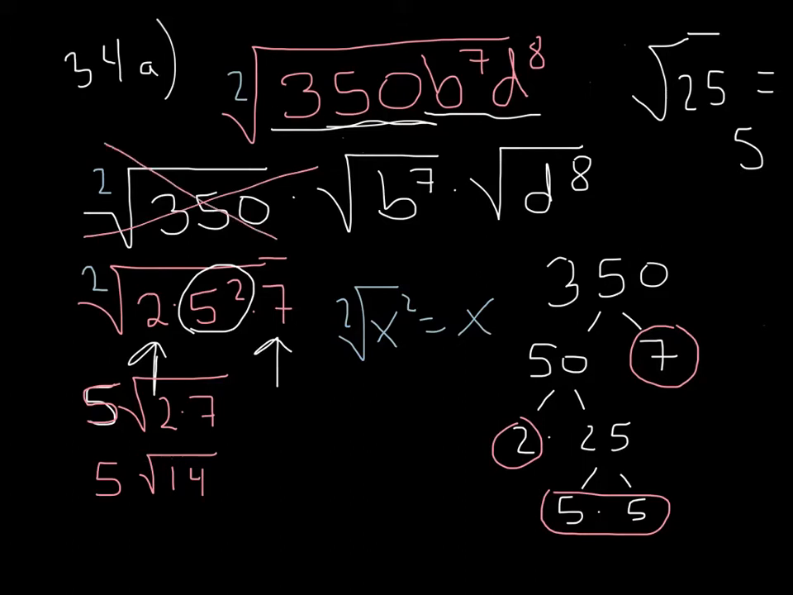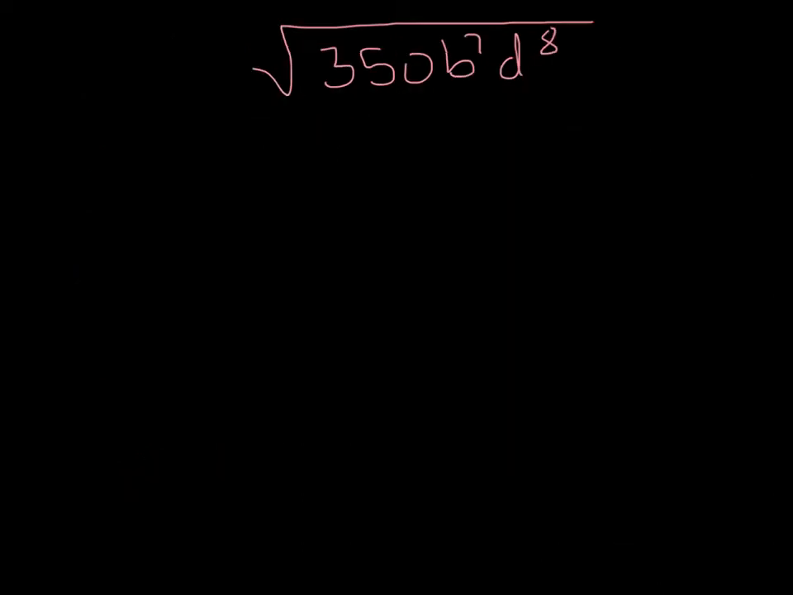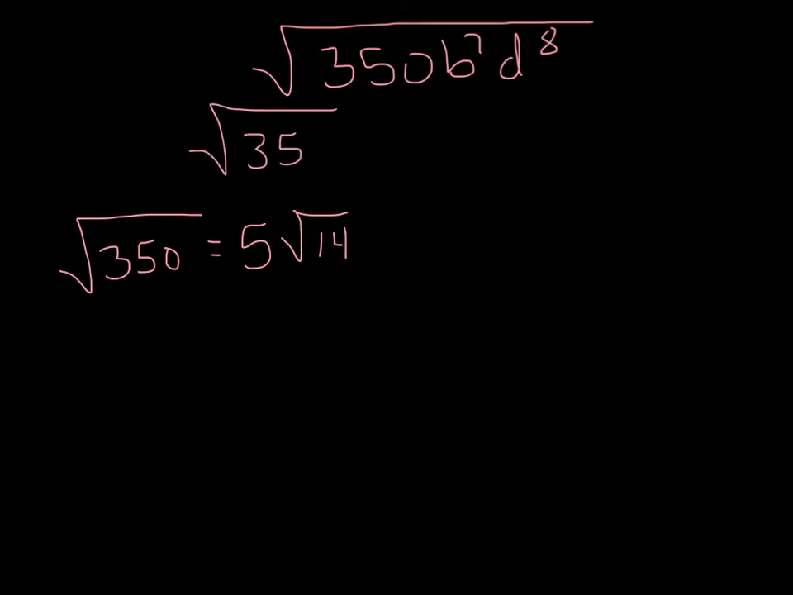I'm going to cross that out. But now we still have to address the b to the 7th and the d to the 8th. I'm going to go to the next slide to do that because I've kind of run out of room. So we've already determined that the square root of 350 is equal to, if I remember correctly, 5 times the square root of 14. So now we need to figure out, because remember we split this up into the square root of 350 times the square root of b to the 7th times the square root of d to the 8th. So let's take a look now at the square root of b to the 7th.